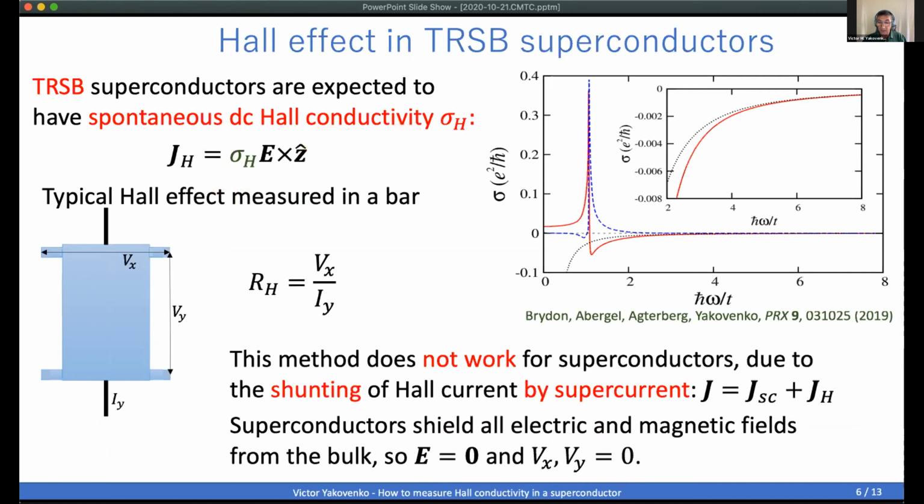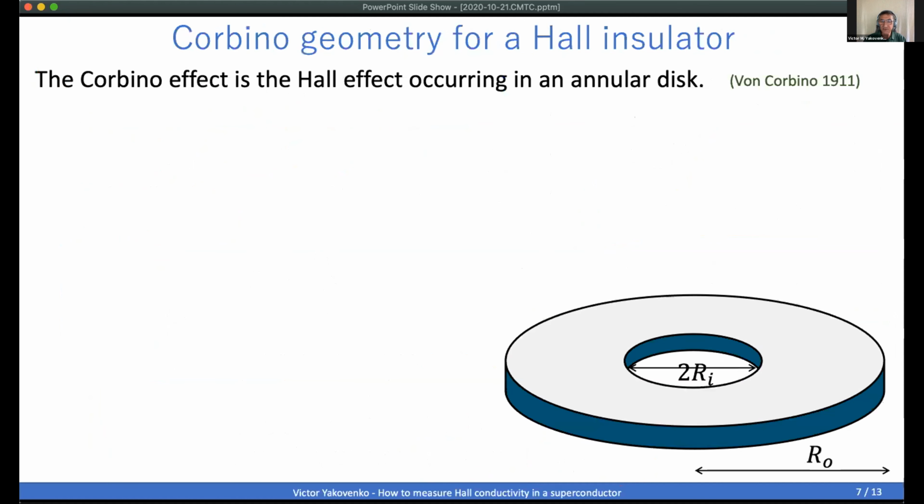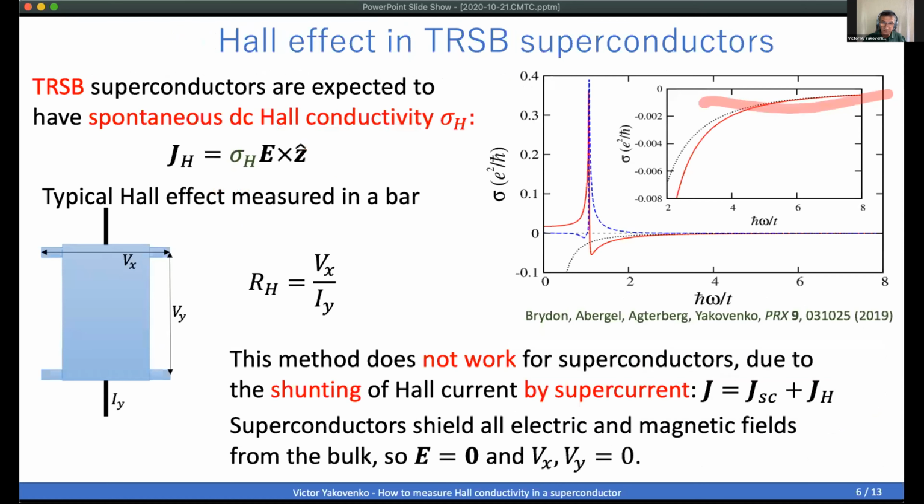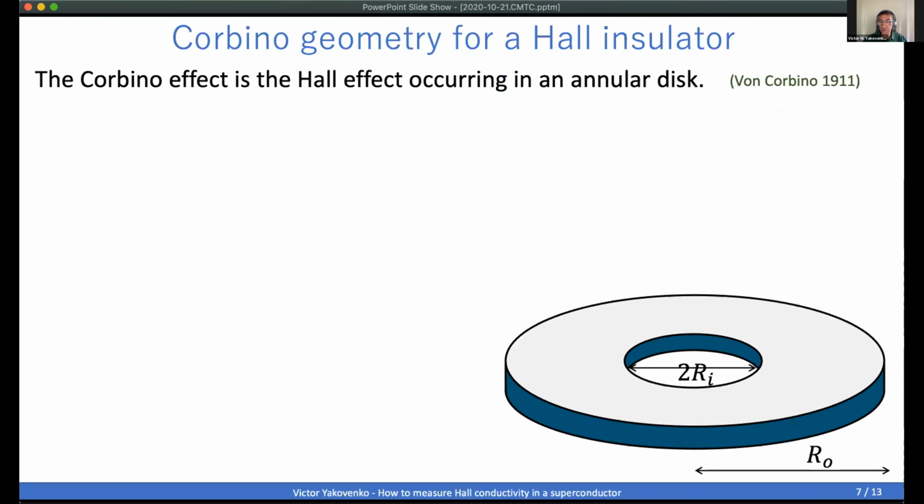So our proposal to get around this problem is to use a different geometry, specifically the Corbino geometry, because there is another geometry for measuring the Hall effect, proposed apparently more than a century ago by Corbino, instead of the Hall bar. And by the way, in the case of the Hall bar, people often discuss it in terms of edge currents. They say if there is voltage, then there will be edge currents, and an imbalance of edge currents gives Hall current. But it can be equally well discussed in terms of Corbino geometry. Let me quickly remind how it works for a Hall insulator as a warm-up.